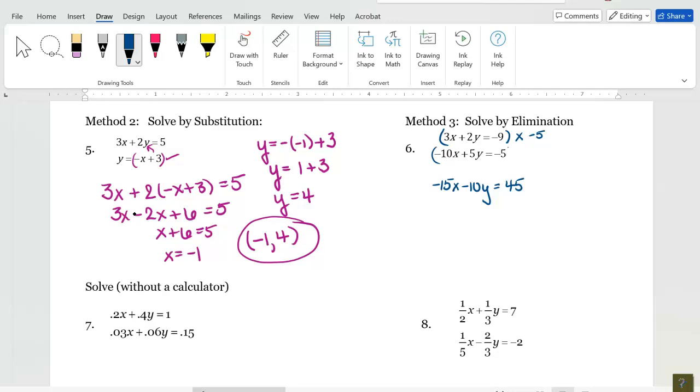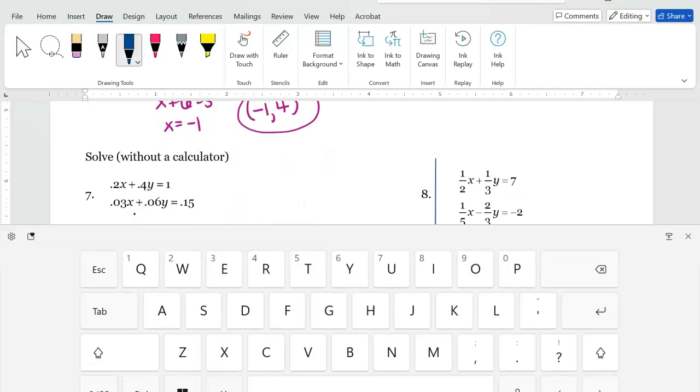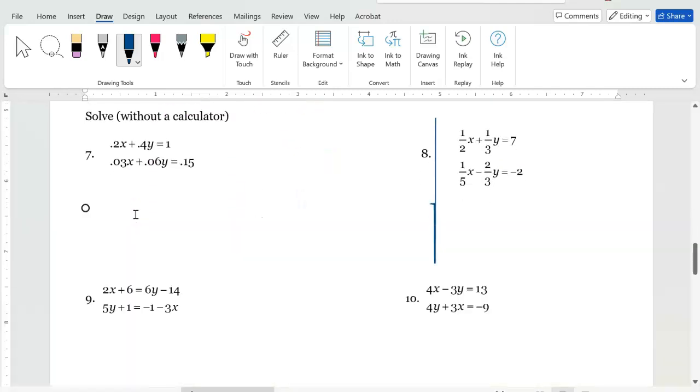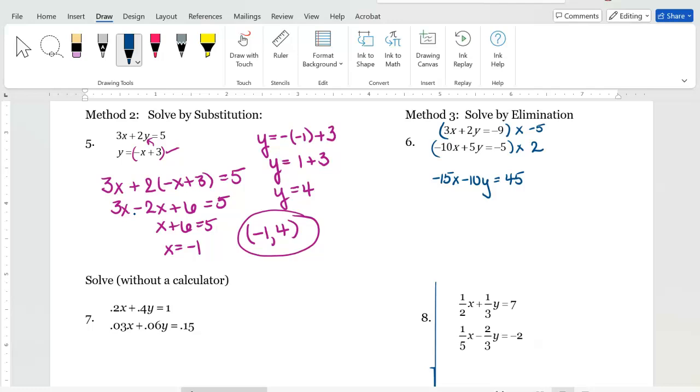The bottom one, I'm going to get this to be a positive 10, so I'm going to multiply everything in the bottom one by positive 2. So this is going to be negative 20x plus 10y equals negative 10. And then the goal here is to eliminate y by adding them together.